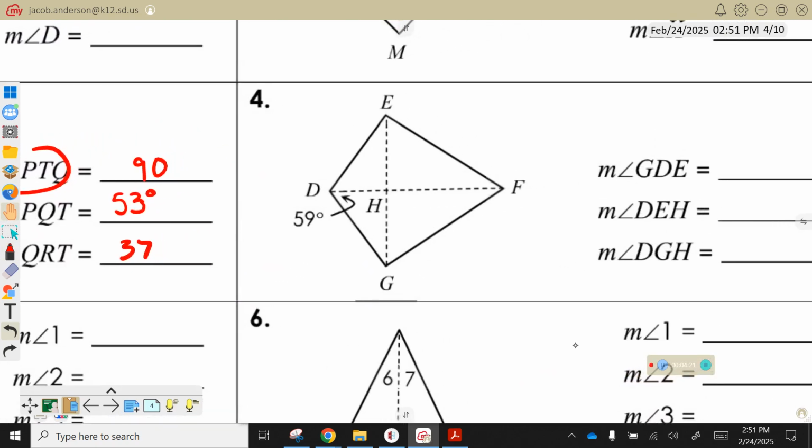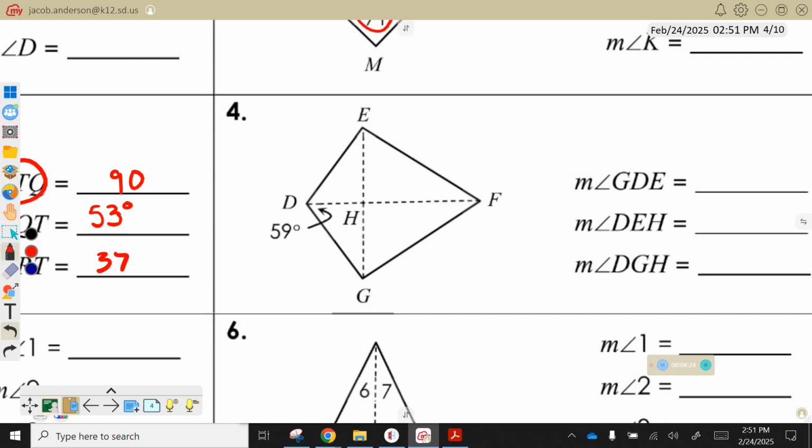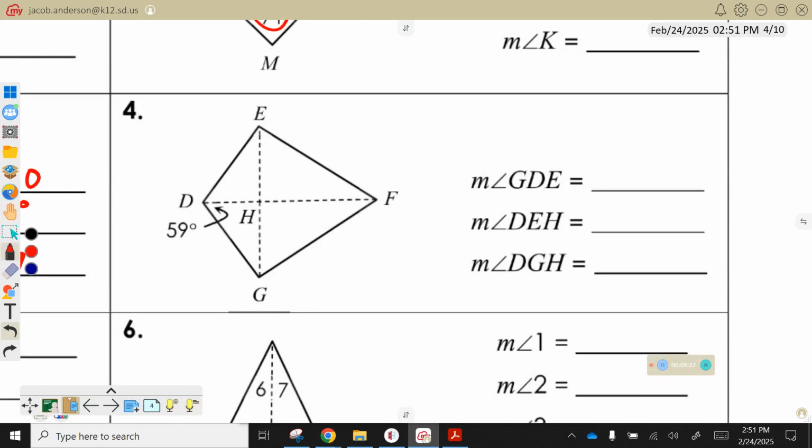Number 4. All right. We had this is 59. I'm going to quickly just go over here and write 59 in there. And so if we go through this, we have GDE, which is the entire thing. I guess you would just add those 2 together to get 118. And then DEH, oh yeah, using this 90-degree angle, you would find that. It looks like 31. This side is also 31. I believe that's what both of these are asking.